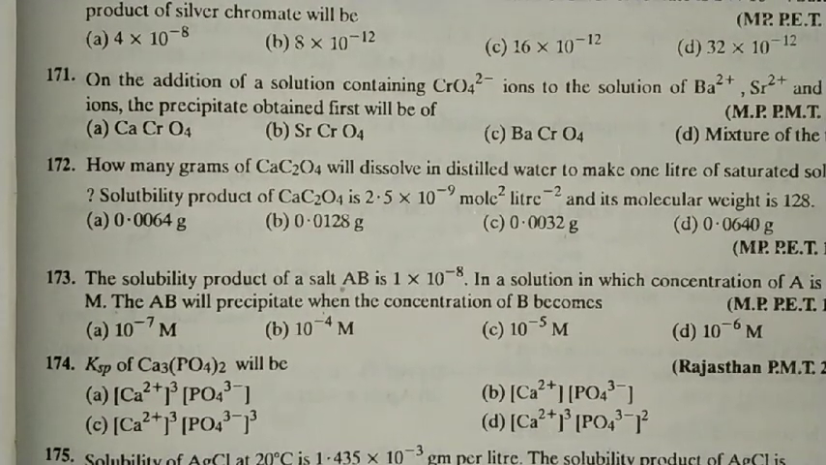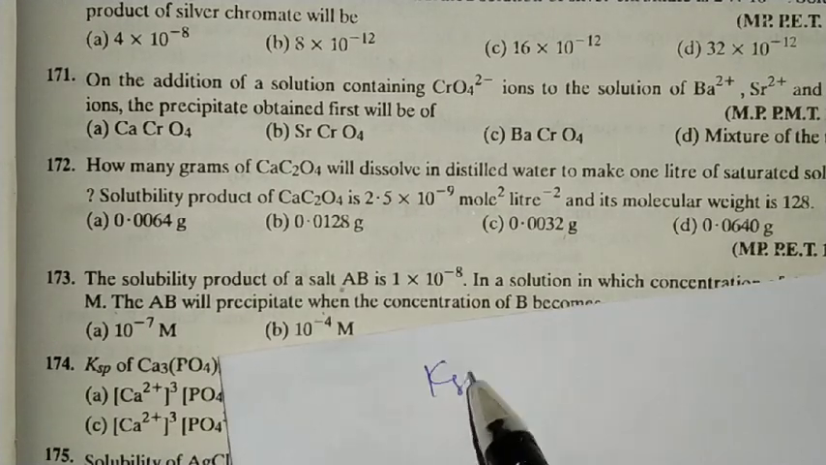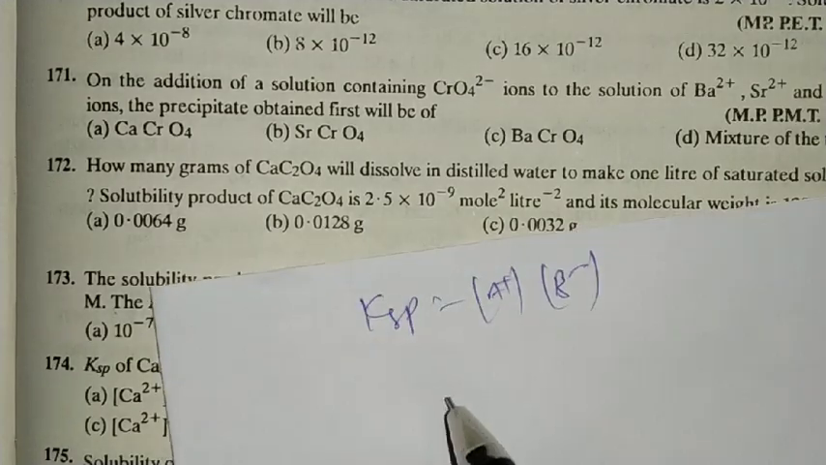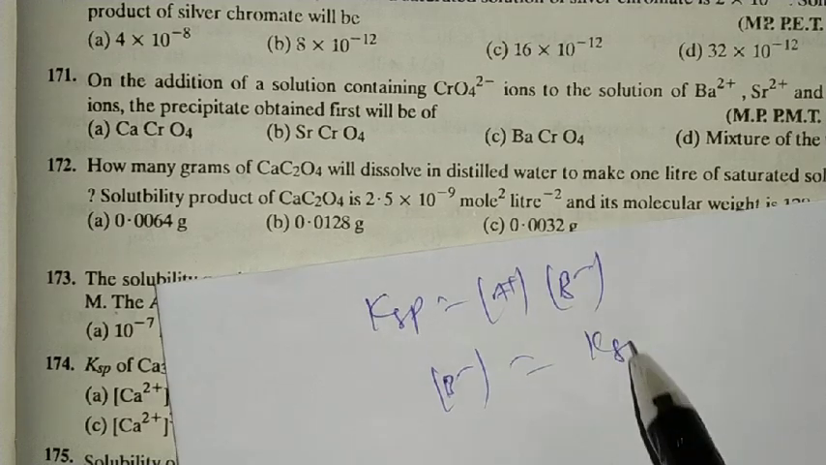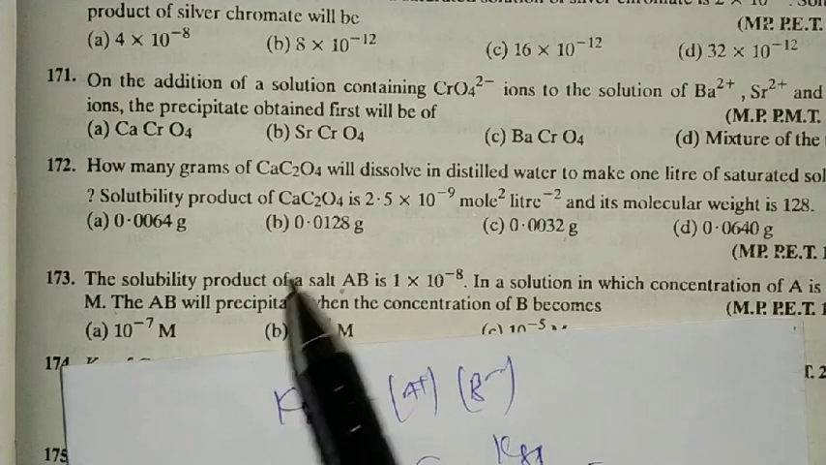The solubility product of salt AB is 1 into 10 power minus 8. In a solution in which concentration of A is 10 power minus 3 M, the AB will precipitate when the concentration of B becomes. So see there, here also one small logic is present. AB type of salt. First of all, Ksp equal to [A⁺][B⁻]. Here B⁻ we don't know. That is why B⁻ equal to Ksp by A⁺ concentration. Ksp value is already given.